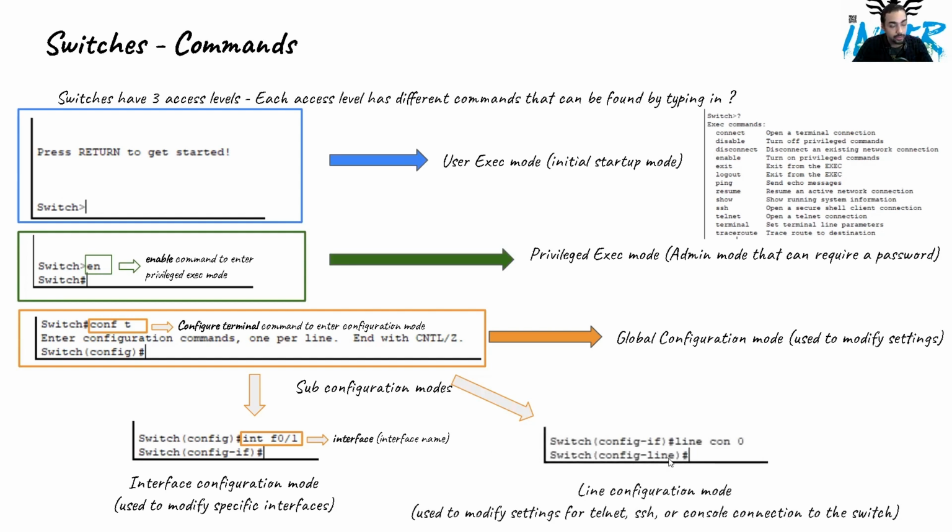Next, we have line configuration mode. So this is the mode that's used to modify settings for telnet, SSH, or console cables. So basically, line configuration mode is to modify configuration of connections to the switch. Here you can see we put line and then console 0. So we're looking at the console mode here, configuration for the line console here. So config-line is line configuration mode. And we did line, and this is the line name.